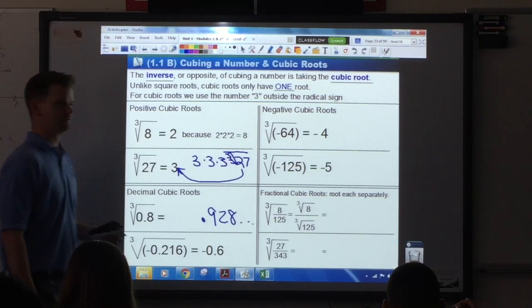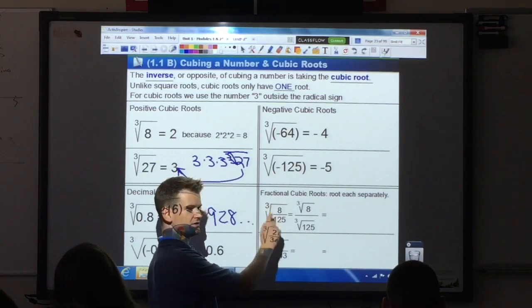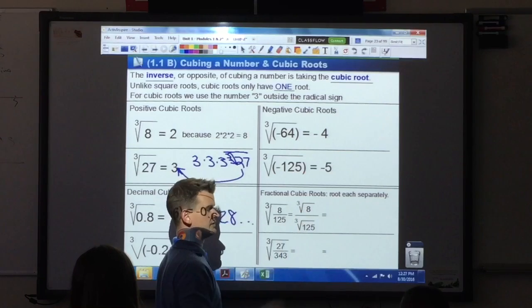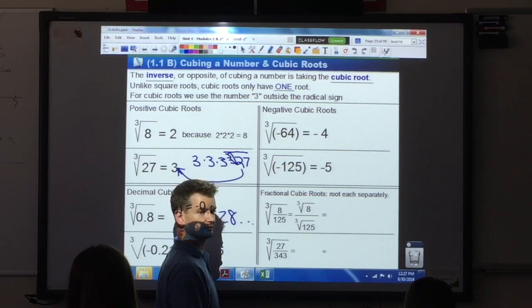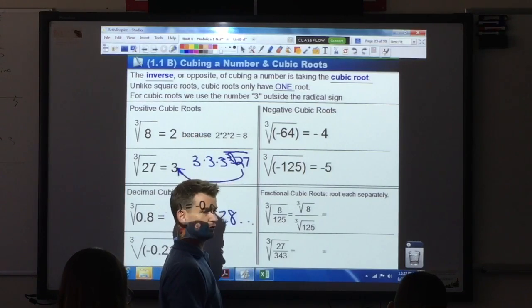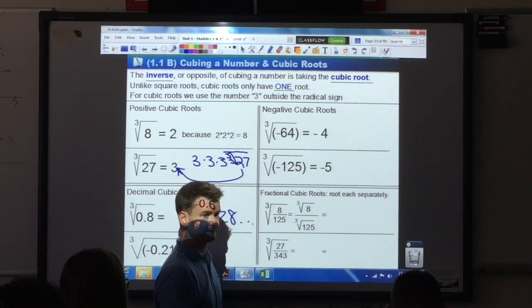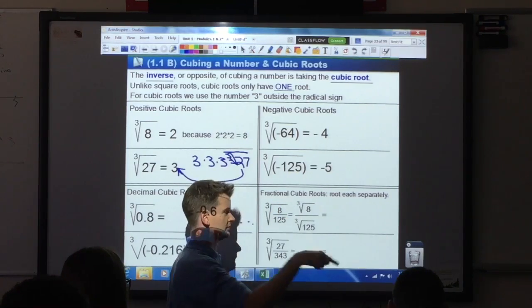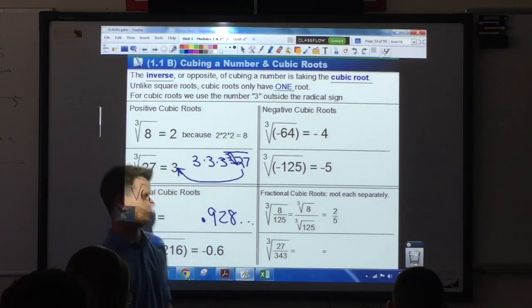Now we're going to take cubic roots of fractions. Do you do the whole thing at once? No, you split it apart. Somebody tell me, we've done it a couple times. What's the cubic root of 8? 2. What is the cubic root of 125? 5, which means that if I take the cubic root of 8 over 125, I should get 2 over 5.